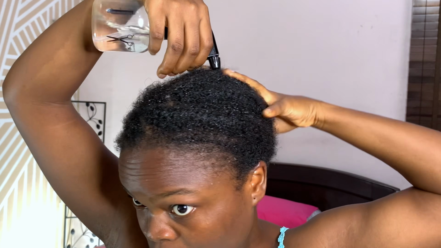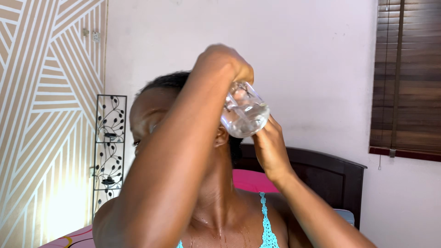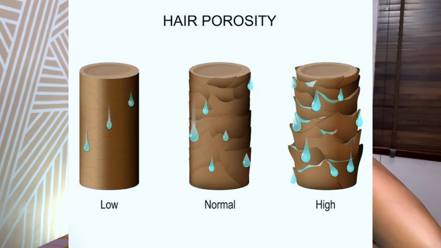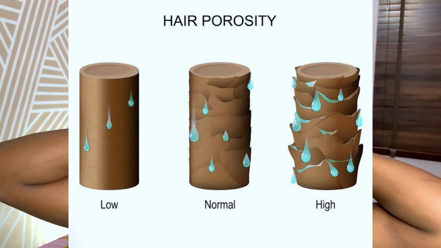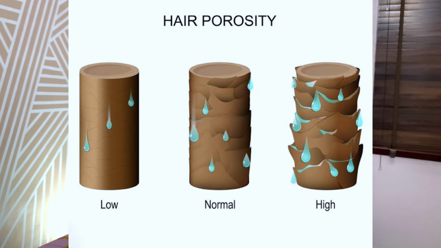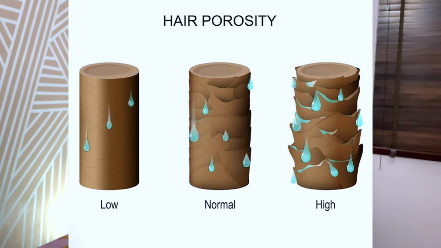What is hair porosity? Hair porosity is the ability to absorb and retain moisture. This affects how well oils and moisture pass in and out of the outermost layer of your hair, known as your cuticle. Hair porosity is typically divided into three broad categories. We have low porosity, which means that your cuticles are close together. We have medium porosity, which means your cuticles are less tightly bound together. Then we have high porosity, which means your cuticles are more widely spaced.